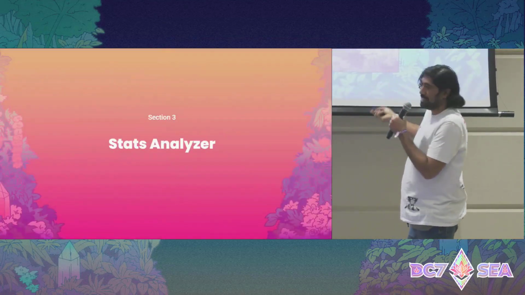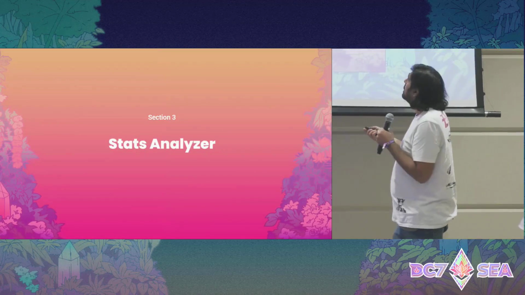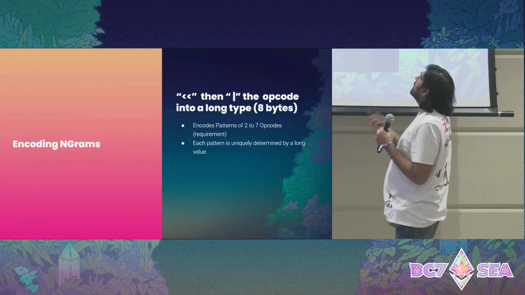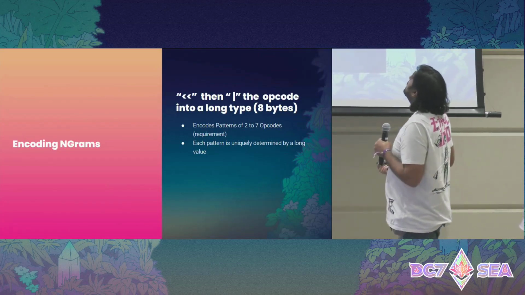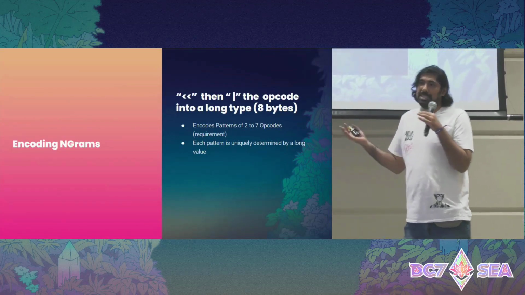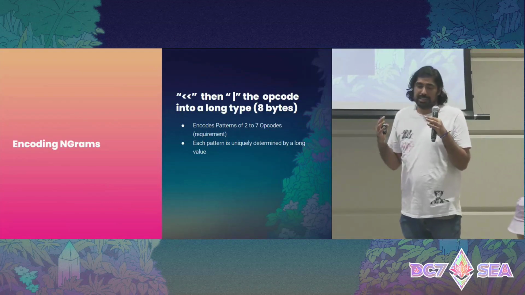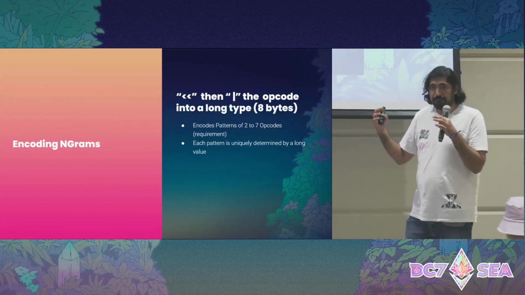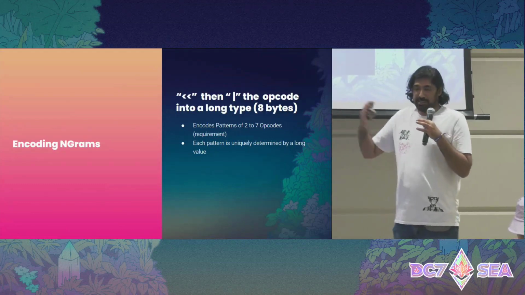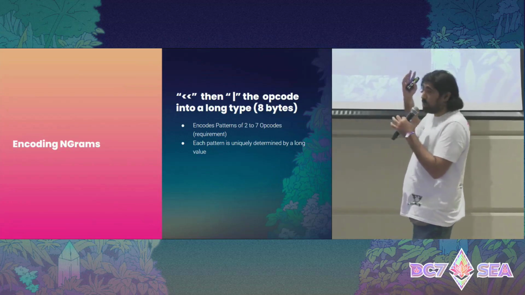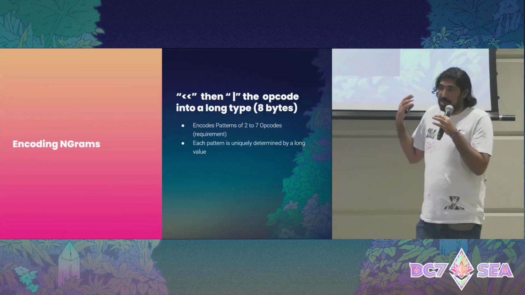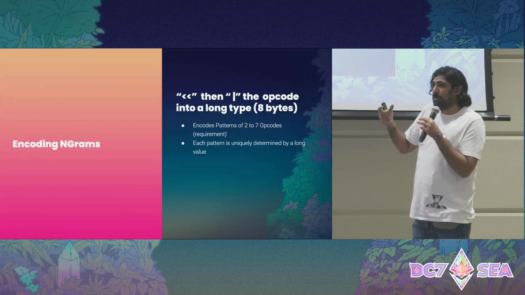Now for the main thing, which is building the stat analyzer. Okay, the first part was encoding the n-grams. The task given was that we need to find 2 to 7 opcode patterns, so the size of the n-gram is 2 to 7, and the way to do it could work for up to n n-grams actually. It's only limited by the data type.